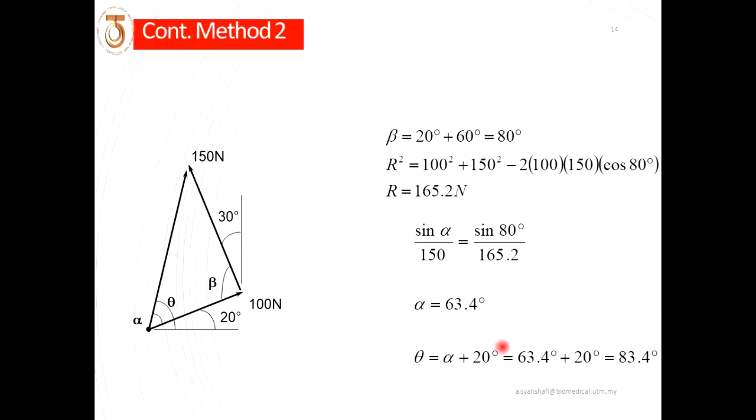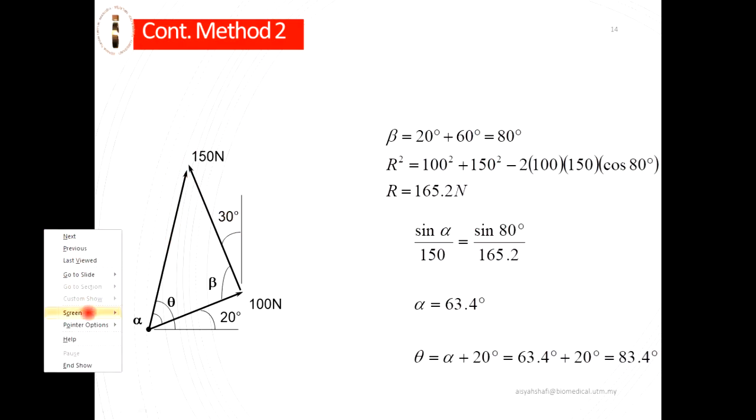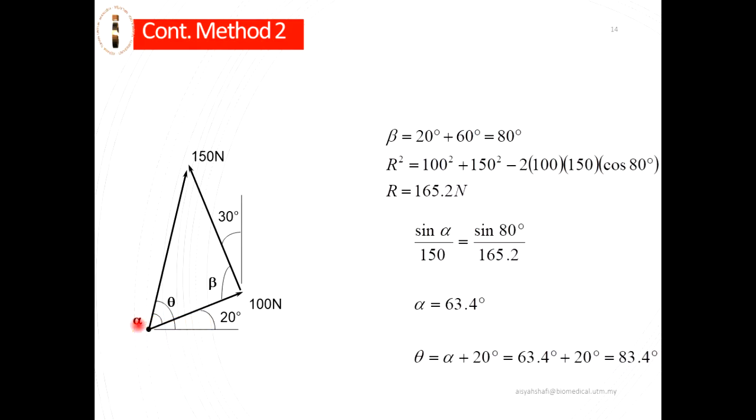So how to solve it? Same as before, but the drawing is not based on scale. So you just draw 100 Newtons and 150 Newtons here with the angle, and then you will get the resultant force in the opposite direction.